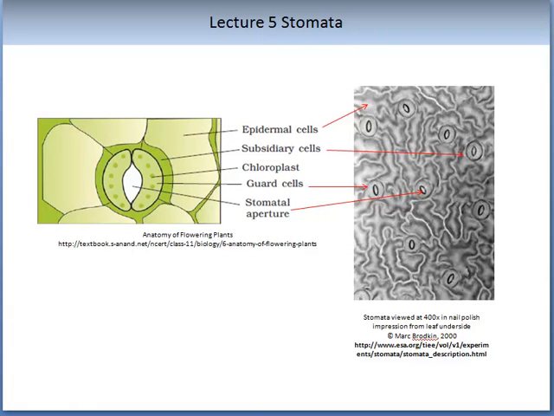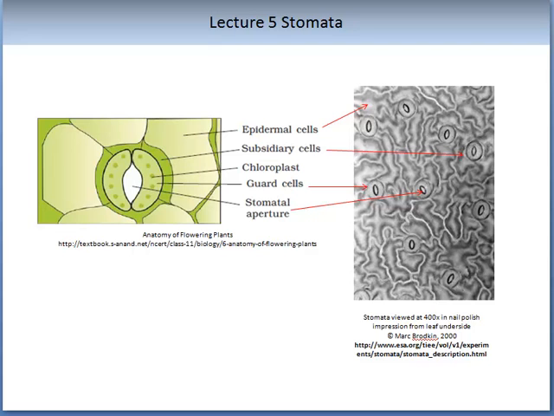On the right-hand side are some actual stomata images. These were taken at ×400 using the nail polish technique. They are taken from the underside of the leaf. I have labelled the actual image with the anatomical components so that you can see where these lie and what they look like.